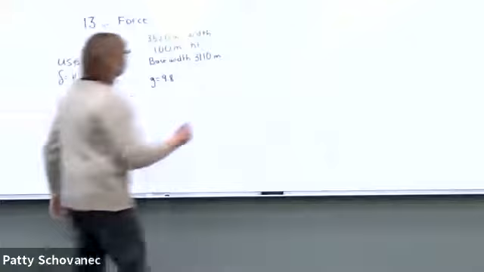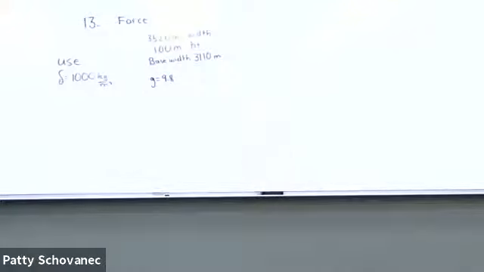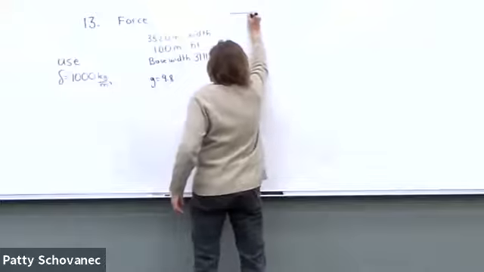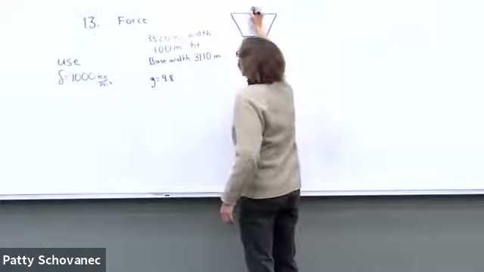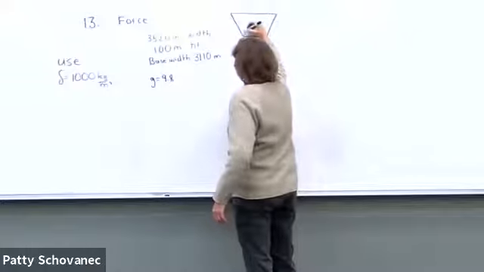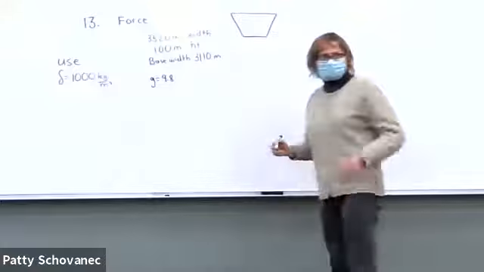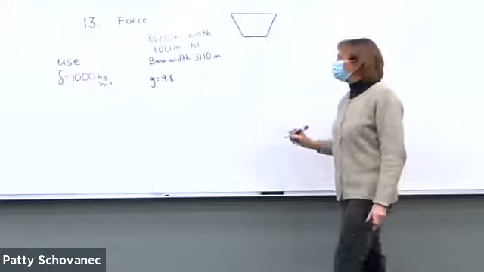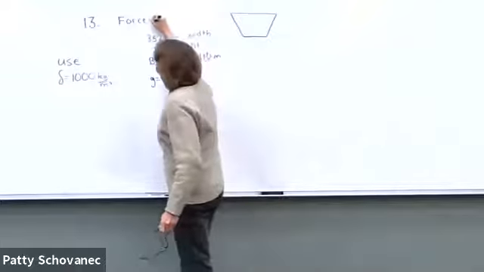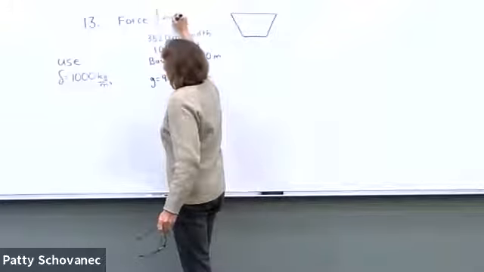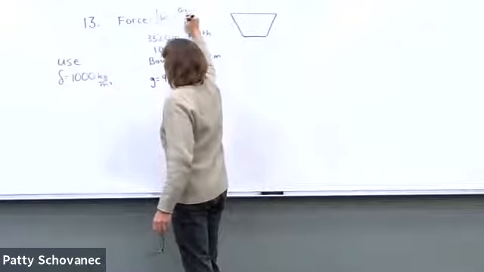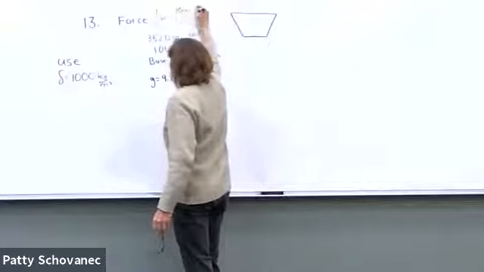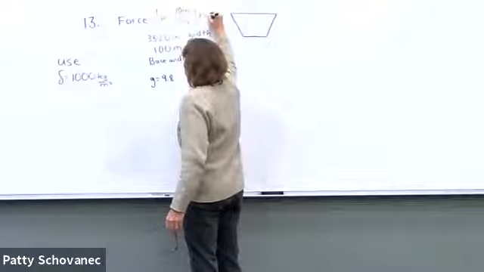Okay, so force on this stem. The stem is shaped like a trapezoid. This one's the 3520, that one's the 3110, and that one's the height right there. Our plan in finding force is to set up an integral that has the density of the liquid, then the area of the strip that we put in there to partition the region, and then the distance that that strip is from the top.